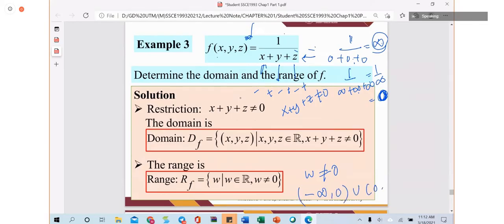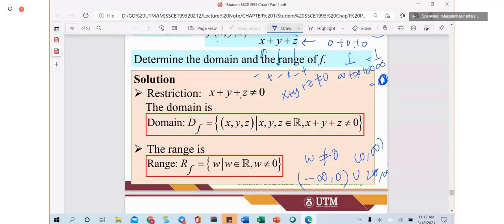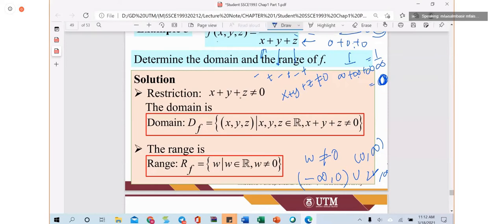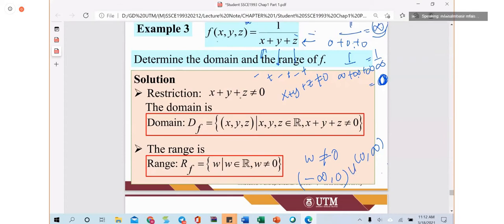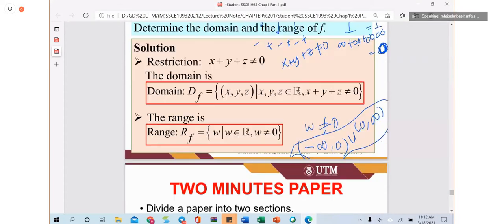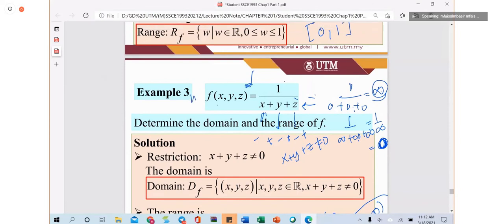You can write like this: negative infinity to 0, union with 0 to infinity, together. Or simply w not equal to 0. Easy. Okay. Any question?